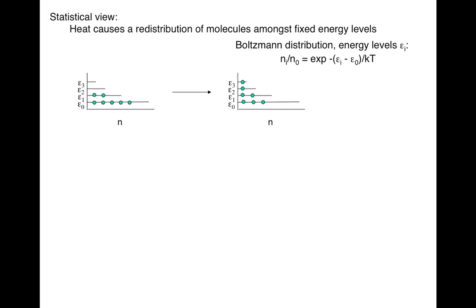Okay. Now let's jump back to the Boltzmann, the statistical view of work and heat, and think about this. We talked about the idea that the distribution of energies of particles in their different microstates amongst fixed energy levels is going to vary with temperature. So when we add heat, to the extent that the temperature of the system changes, the distribution of particles in these different energy states changes. So heat is causing a redistribution of molecules amongst these fixed energy levels.